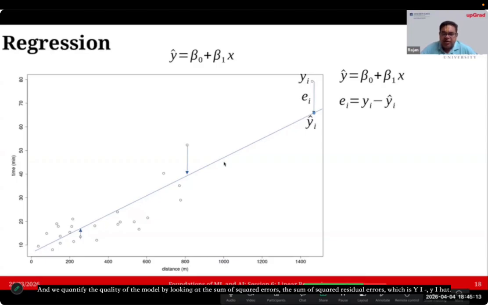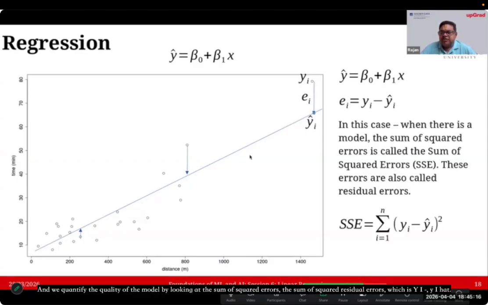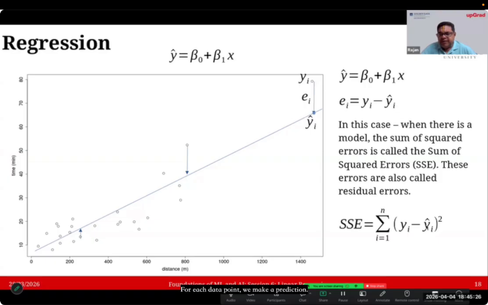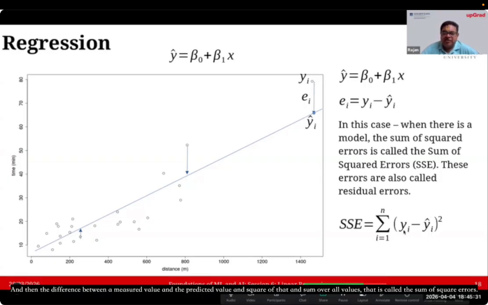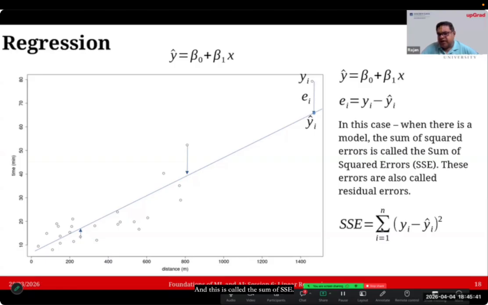We quantify the quality of the model by looking at the sum of squared errors, okay? The sum of squared residual errors, which is yi minus yi hat for each data point. We make a prediction, that's called yi hat. And then the difference between the measured value and the predicted value, and square of that, and sum over all values. That's called the sum of squared errors, SSE. We call it sum of squared errors, or sum of squared residual errors.